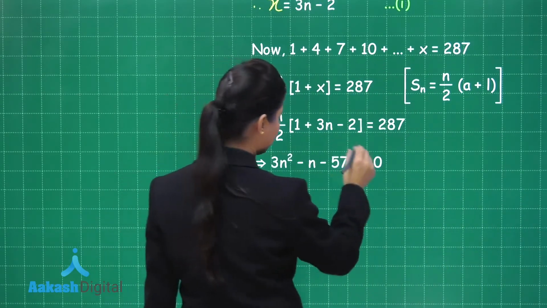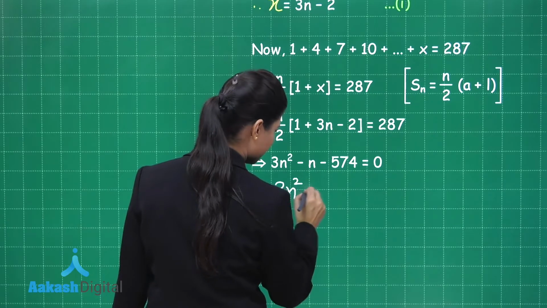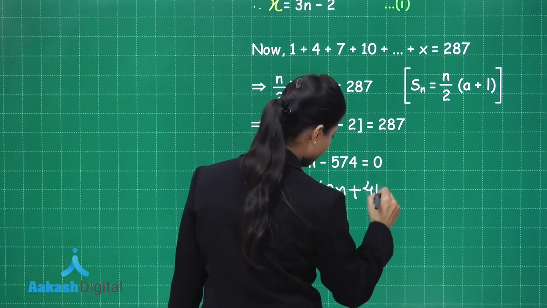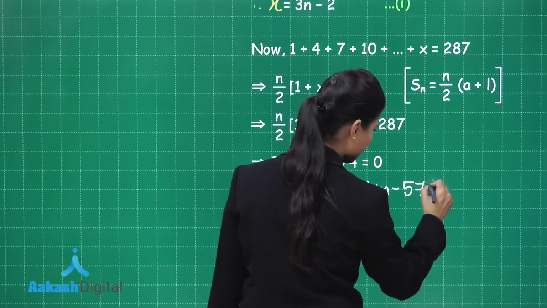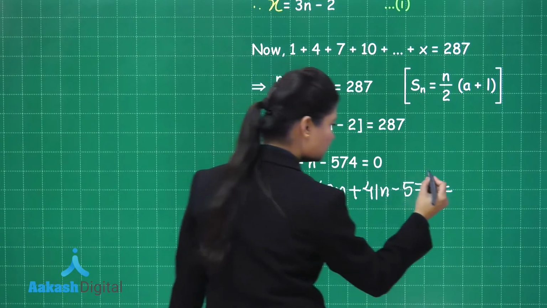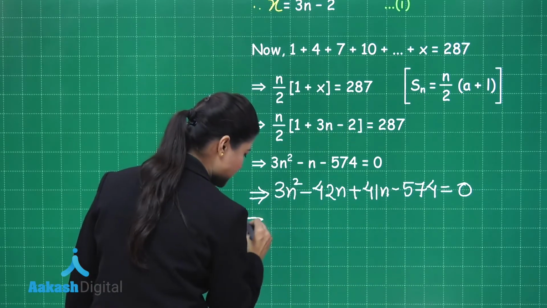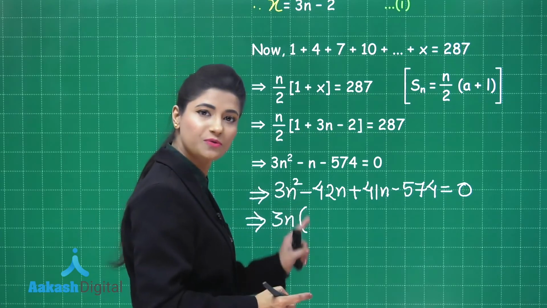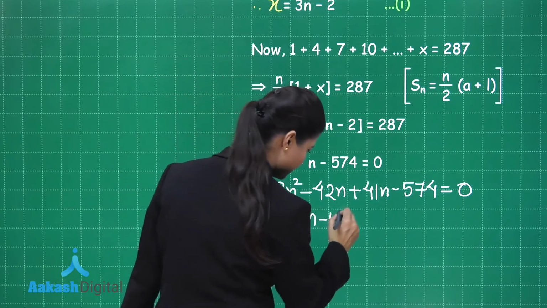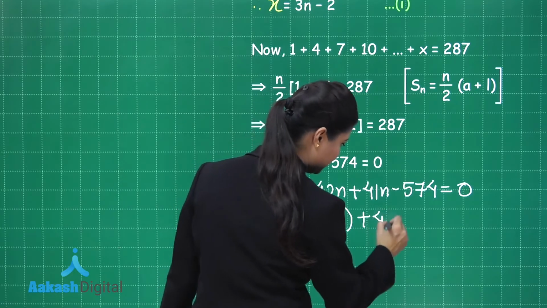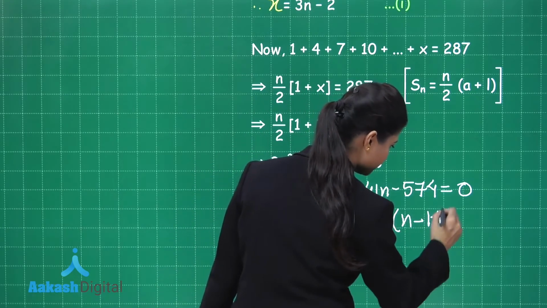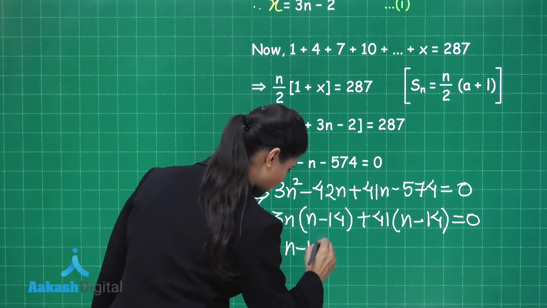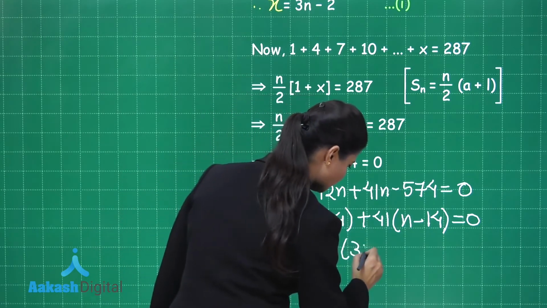Here I have 3 and 574. On factorizing it, you can clearly see it can be easily factorized as minus 42n plus 41n minus 574. So these are the factors of 3 into 574, where 3n can be easily taken common from the first 2 terms, resulting here n minus 14. And here 41 can be taken common, resulting here n minus 14. So we obtained here 2 possible factors, n minus 14 and 3n plus 41.